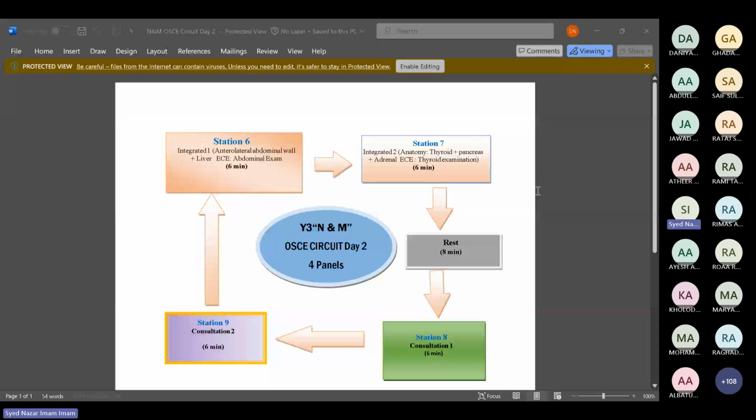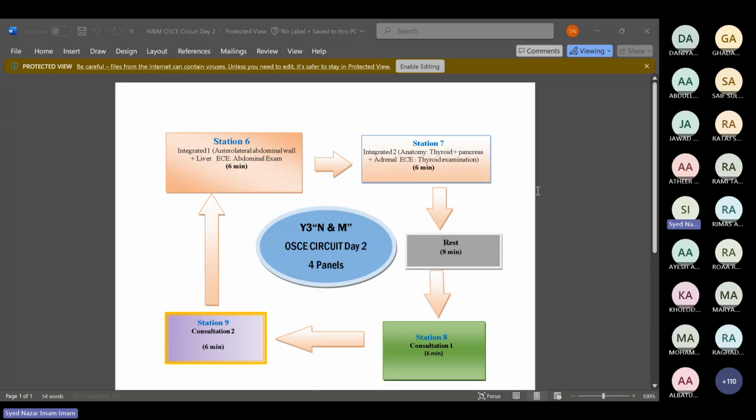Yes. Okay, fine. So we finished five stations on day one: anatomy, three stations with radiology, and one histology and one pathology. Altogether we finished five stations, and then we move to day two. Now, what are the stations going to be on day two? Two integrated examination stations. One is your anterolateral abdominal wall with liver and abdominal examination.